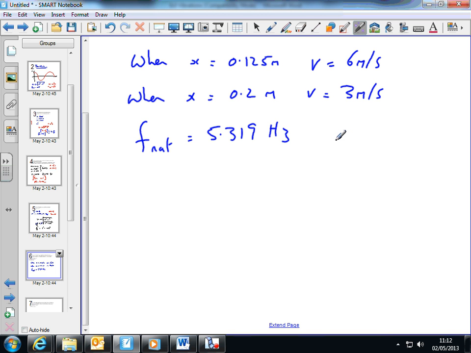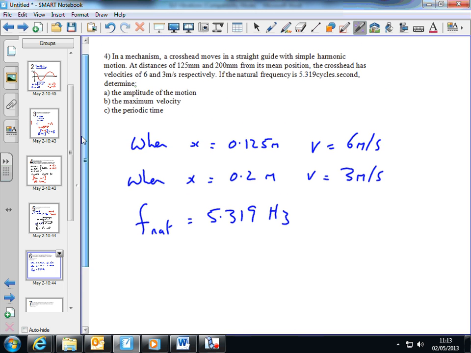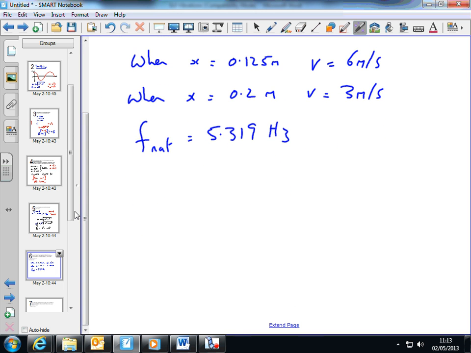So we're after finding initially the amplitude of the motion. So the formula that you might well be interested in is this one.